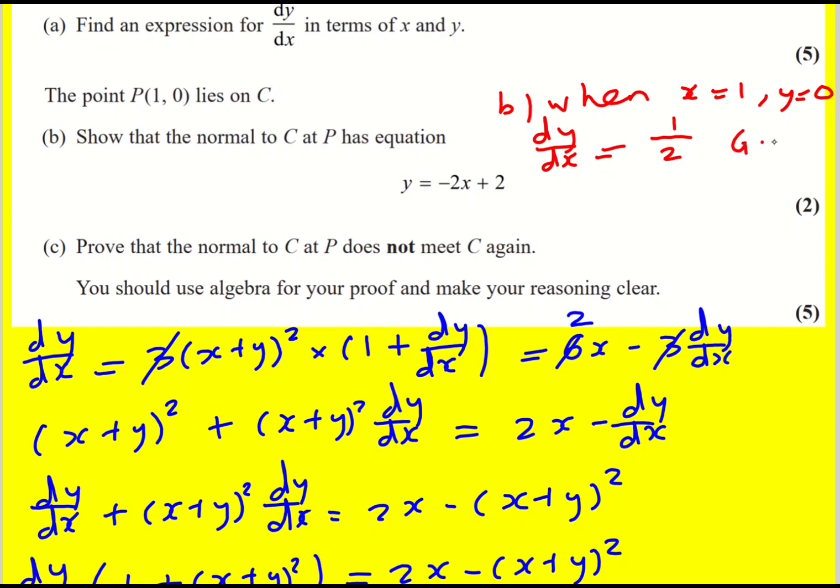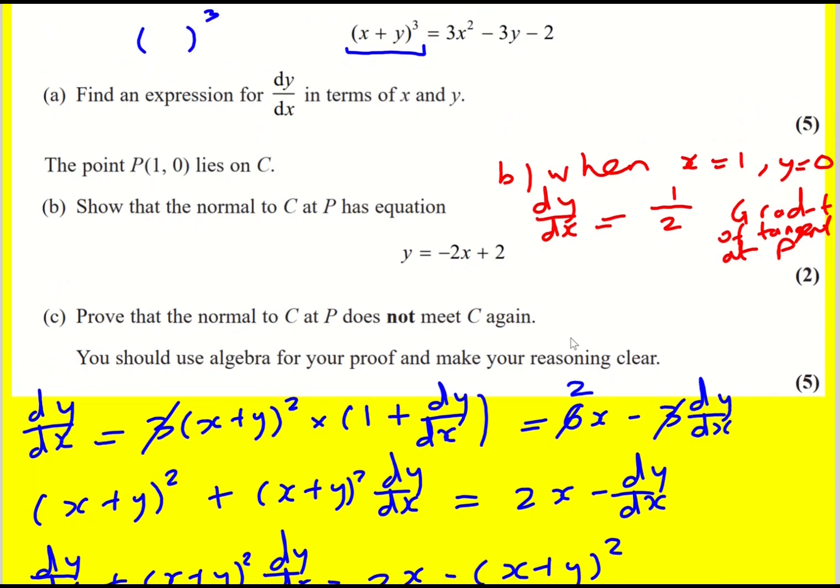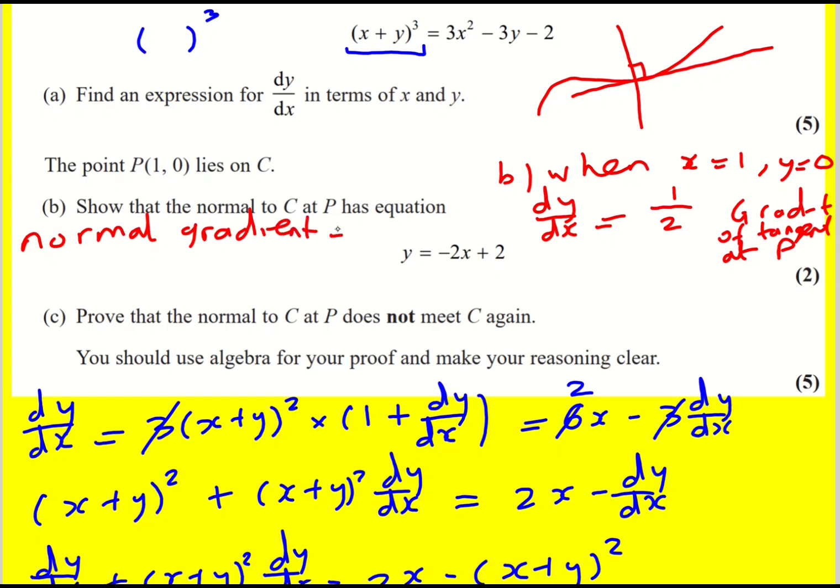So that is the gradient of the tangent at P. It's the instantaneous gradient at P, but that is equivalent to the gradient of the tangent. I've gone with that because then the normal gradient will be the negative reciprocal. So we've got some sort of curve, we've got the gradient of the tangent, so we've got a tangent here. Here's the normal. It's at right angles by definition to the tangent. So the normal gradient is therefore going to equal minus 2, the negative reciprocal. You just flip it around and then stick a negative in. The two of them must multiply to give minus 1.